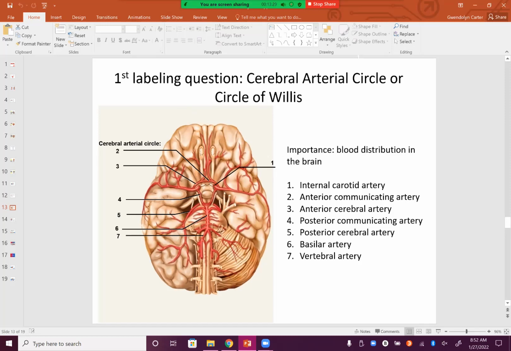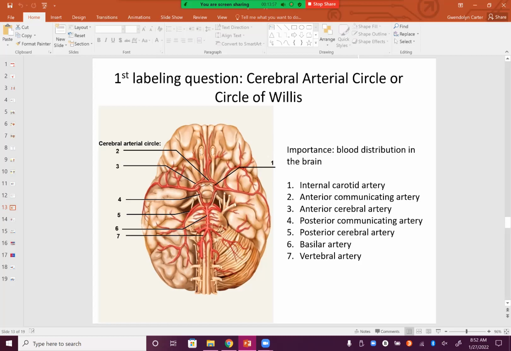Another thing for this structure, these little bridges are your communicating ones. The bridge up here is going to be your anterior communicating artery. And then the bridge back here is your posterior communicating artery. Here's your anterior cerebral artery, and then number 5, your posterior cerebral artery.